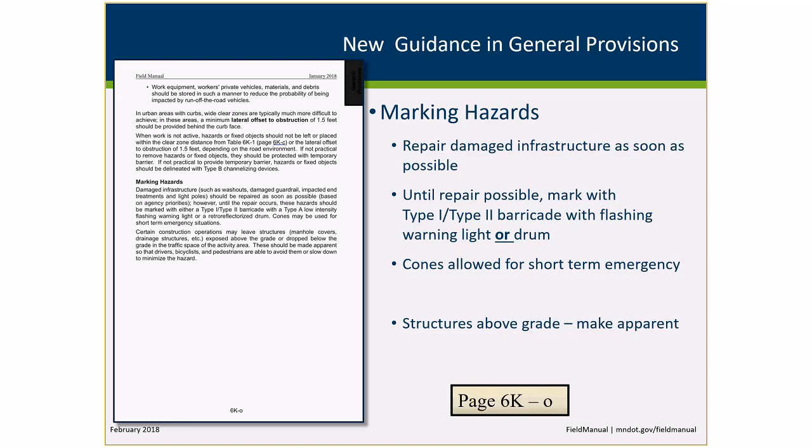Now, if it's a short-term emergency, so a supervisor is out there, they don't happen to have a drum, they can use a cone to mark it for a short-term emergency. But as soon as you can, someone should go back out there and put a drum or a barricade out there to help mark that hazard until it's been able to be repaired.